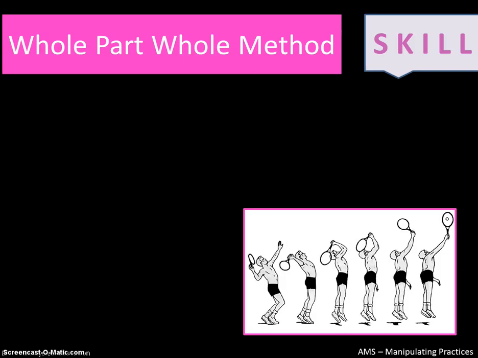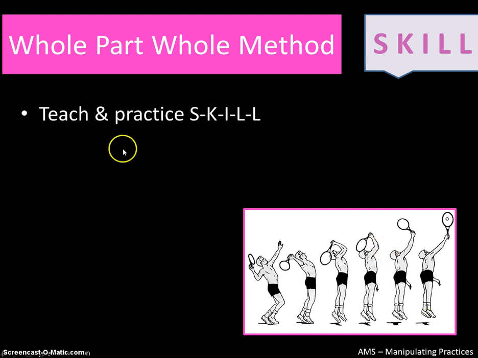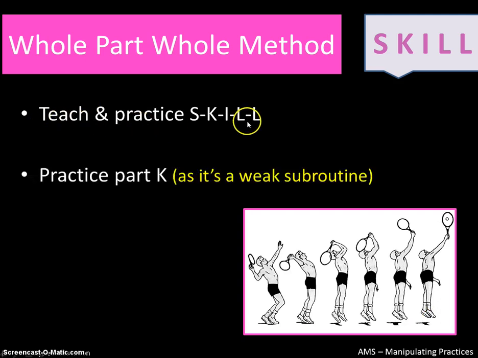Finally then, whole part whole, as you guess, is a combination. So I've given the example here of a tennis serve. And what this might mean is you teach them and let them have a go at the whole serve action. You might spot that maybe one of the subroutines is a little weak, perhaps the ball toss. So their actual body action is good, but maybe the ball toss is not high enough or wonky. You would then address that, practice that part before reapplying it to the whole. So whole, part, whole. Have a go at everything, pick out a weak subroutine, practice that separately, reapply it to the whole.